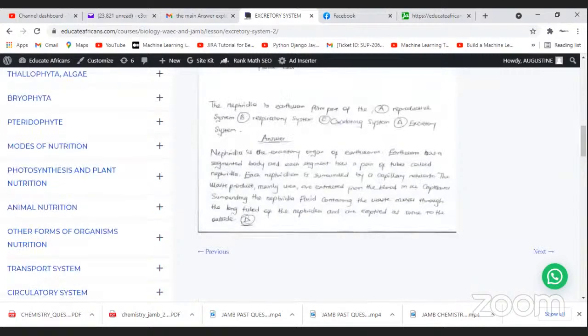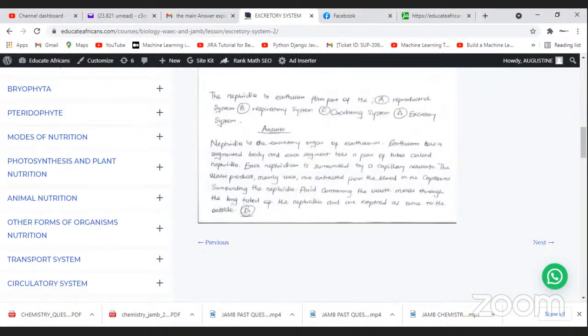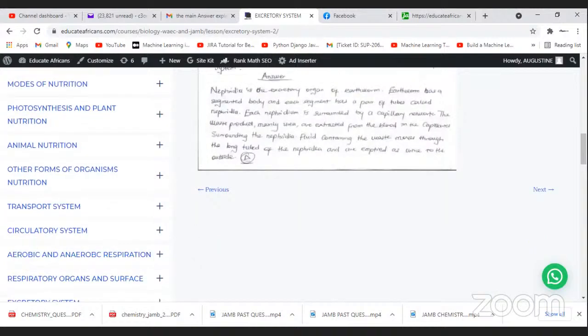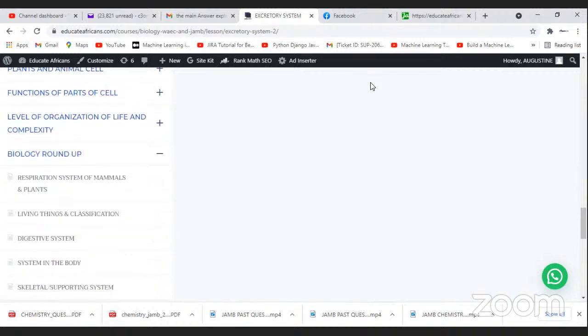Nephridia in earthworm form part of which system: reproductive, respiratory, excretory, or circulatory? So nephridia is the excretory organ of the earthworm. The earthworm is segmented, and each nephridium is surrounded by a capillary network. The waste product, mainly urea, is excreted from the blood through the tube of the nephridia and emptied as urine to the outside. Okay, let's keep moving forward. What an interesting part.